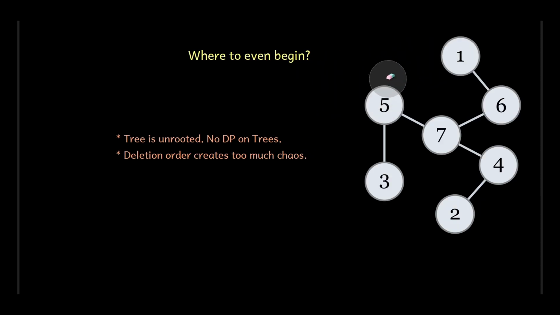And on top of that, not just the unordered unrooted tree is the problem. The other problem is that once you delete this element, the structure of the tree changes very rapidly. So how do you deal with that?